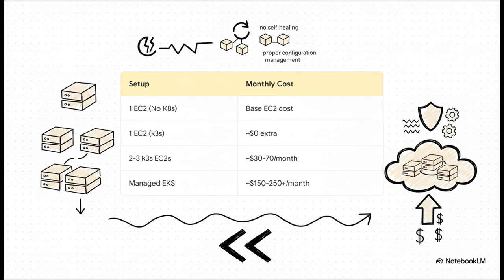Let's actually break down these costs. If you run a single EC2 instance with no Kubernetes, you pay a base cost but get 0 self-healing. If you run K3s on that exact same instance, it costs you basically $0 extra, but suddenly you get self-healing pods and awesome configuration management. Want some real hardware resilience? Running 2 to 3 small EC2s with K3s might run you $30 to $70 a month. Compare that to a managed EKS setup, which easily starts around $150 to $250 minimum. A self-hosted K3s setup gives you the real power of Kubernetes at a fraction of the price.